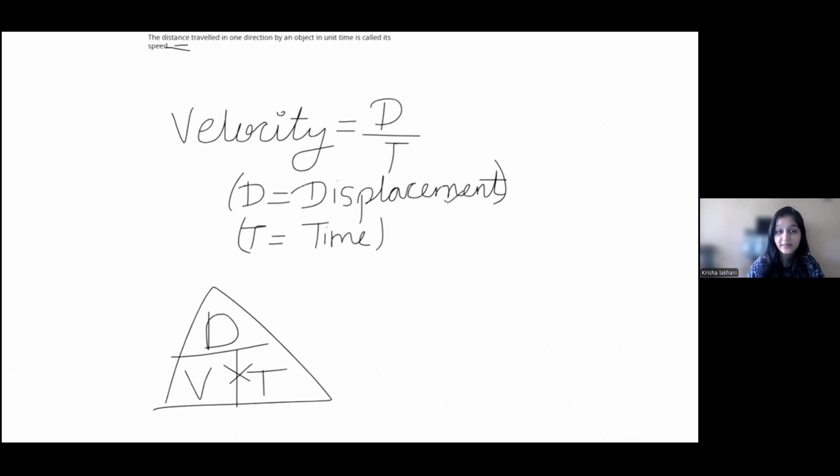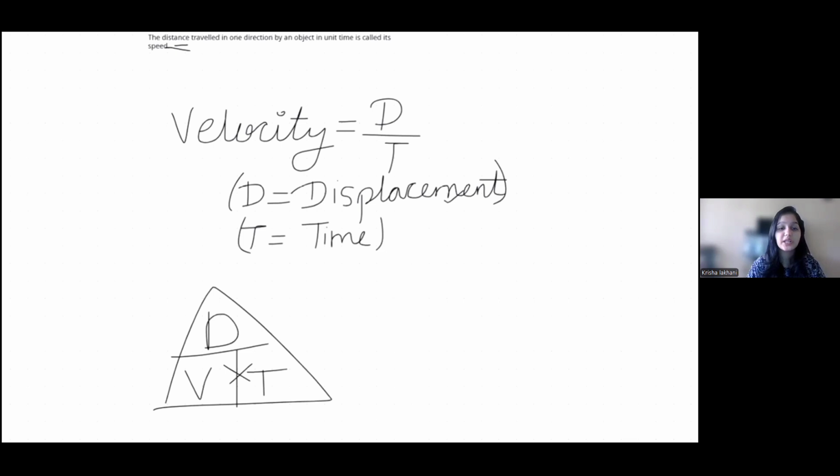Remember it very well. Displacement means the minimum distance. The shortest distance that remains, that is what will be added there. That is called displacement. Whereas velocity is equals to displacement upon time. Speed is equals to distance upon time. This velocity is equals to displacement upon time. I hope it is very clear.